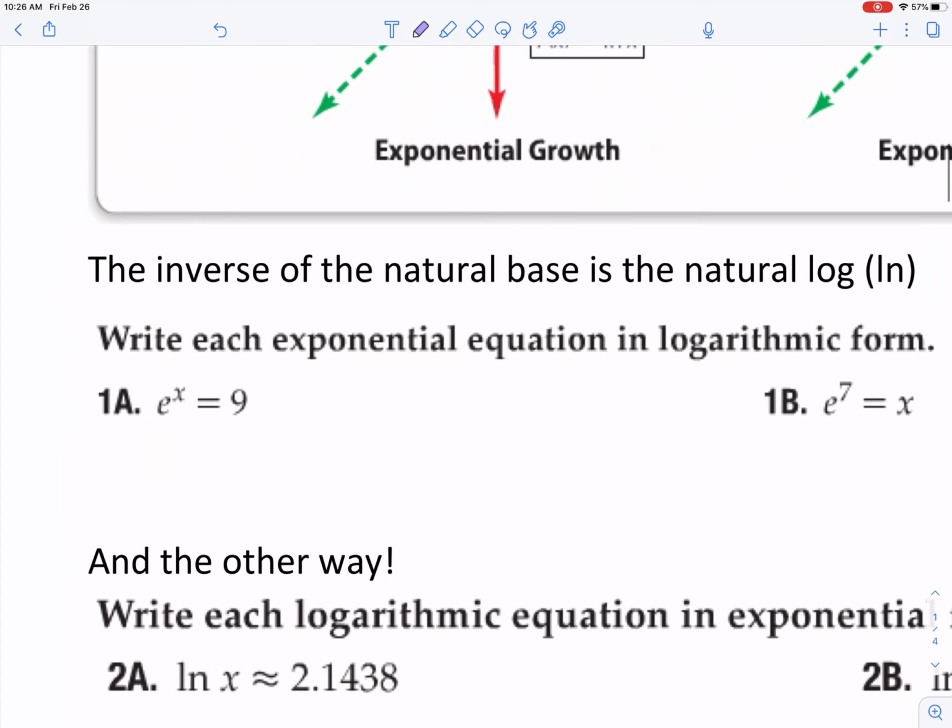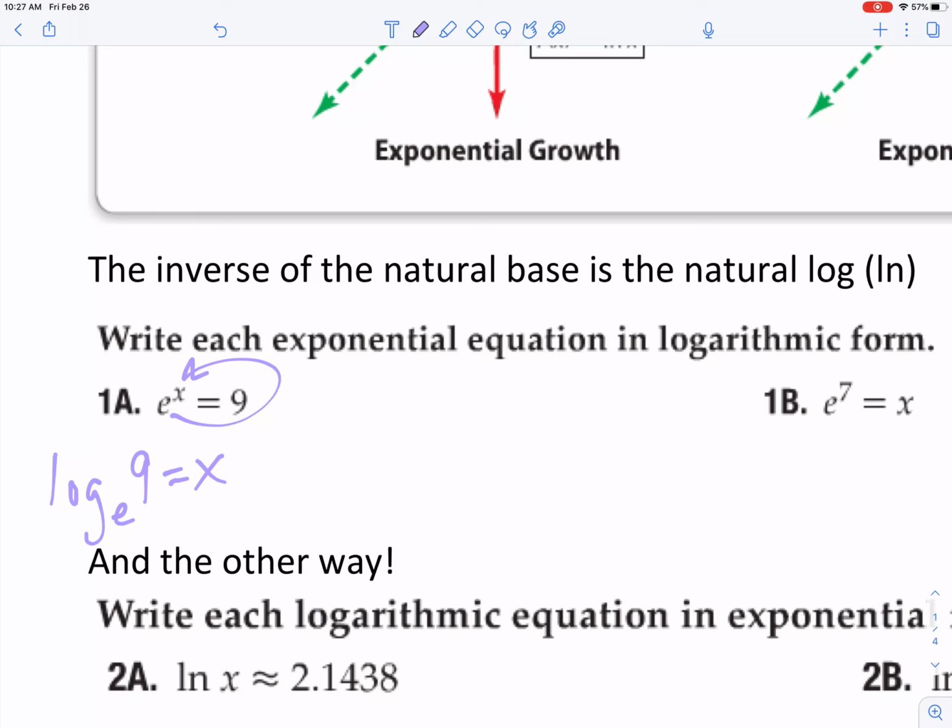So first things first, it says, let's rewrite these in log form. So I'm going to use my circle method, and I have e to the 9th equals x. Oh, what did I just do? Just kidding, that's not what you have. You should have log base e of 9 equals x. Sorry, I just had a weird brain fart there.